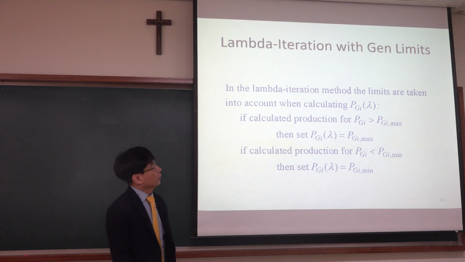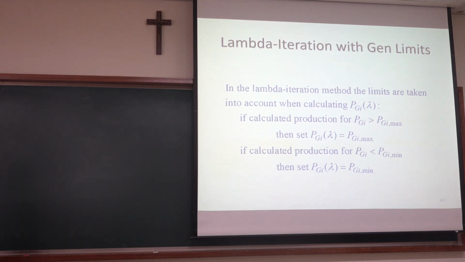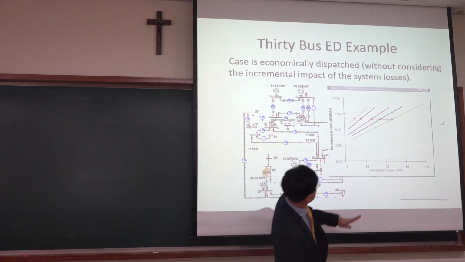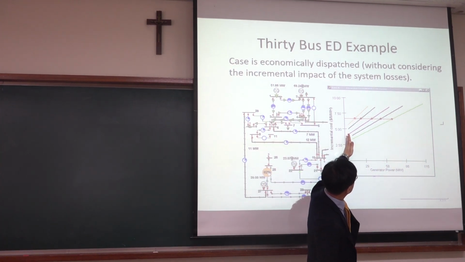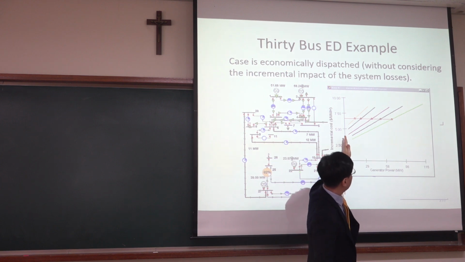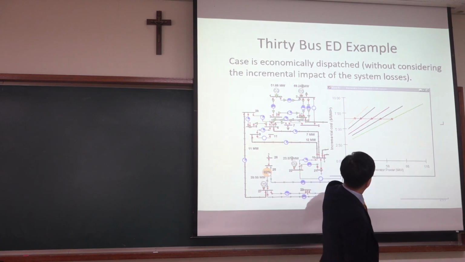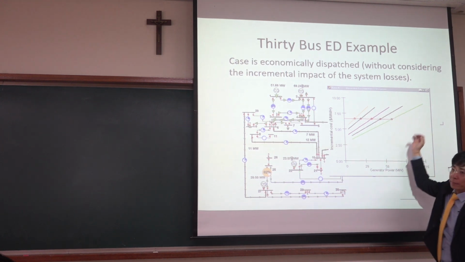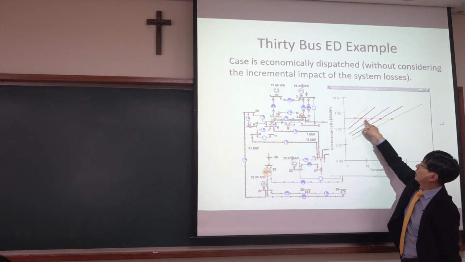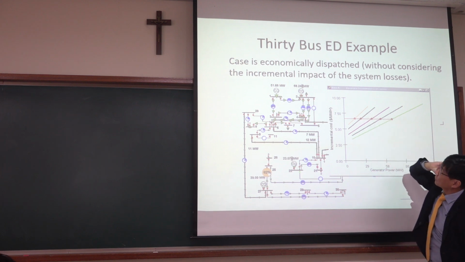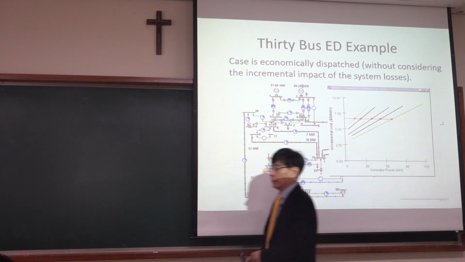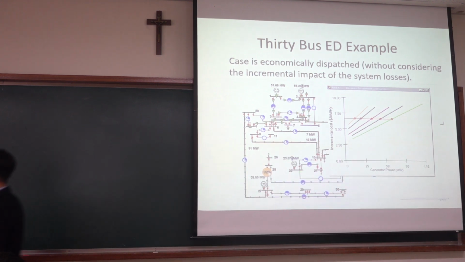So, lambda iteration with generator limits. In the previous example, we did not have limits, but actually we should have a lower limit and an upper limit. You may think we had an upper limit, but when you change lambda, the generations stay within this range, so we didn't need to consider it. We didn't care about whether we satisfied the upper or lower limit.